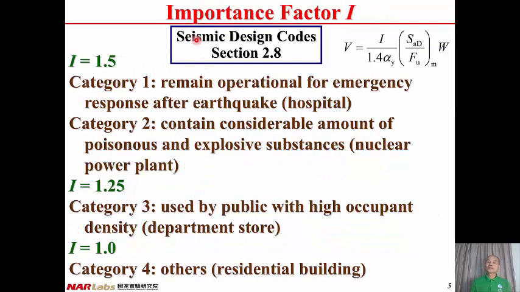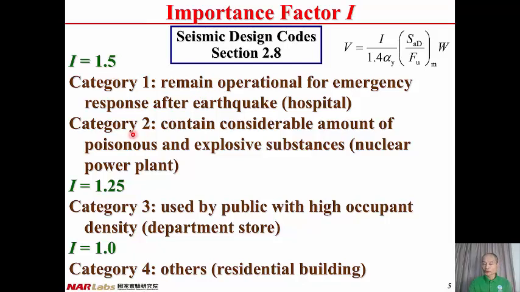From Seismic Design Code Section 2.8, we can look up the importance factor of the structure. The buildings are divided into 4 categories. In Category 1, the building must remain operational for emergency response after an earthquake, such as a hospital, because this category of building is so important. Therefore, I equal to 1.5.